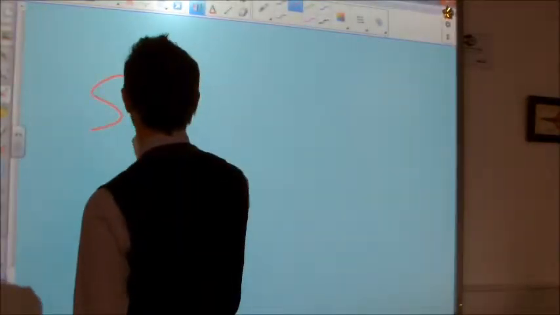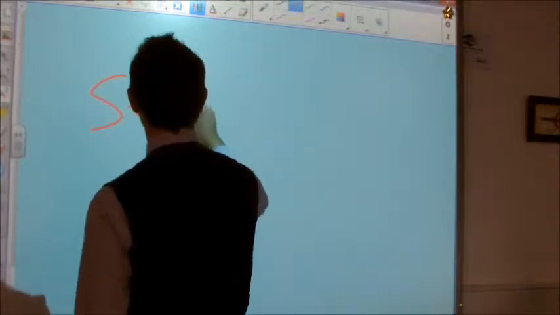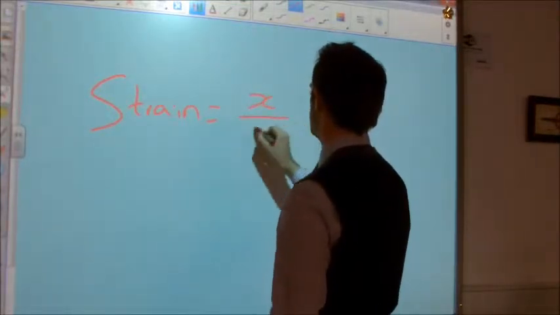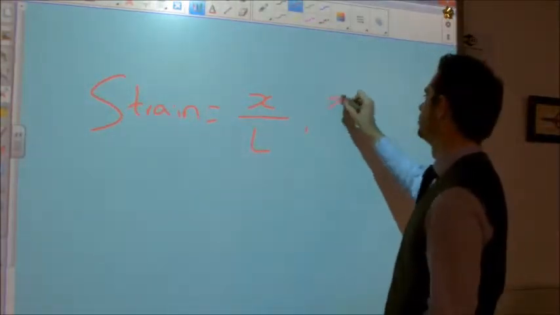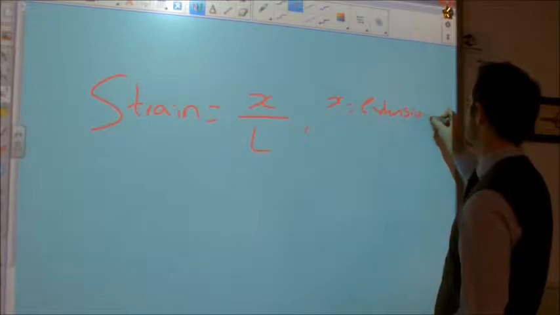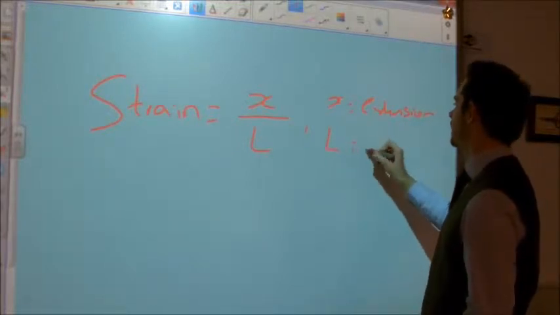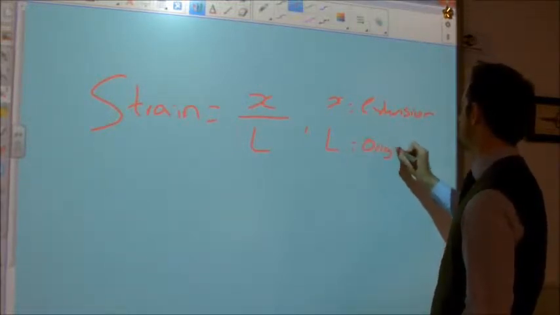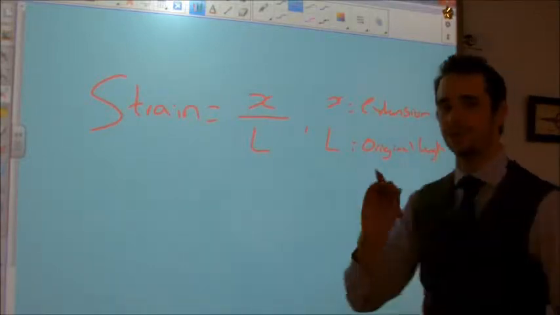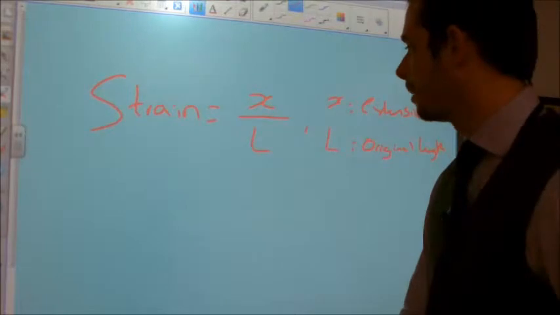Okay, so the first of our new key terms that we talked about today was strain. So let's introduce this idea of what is strain. Strain is equal to x over L, where x is extension and L is original length. Now I think I've got that written on your sheet, but there's a few gaps, so make sure you've got the gaps filled in.